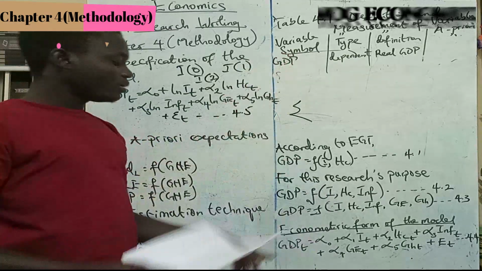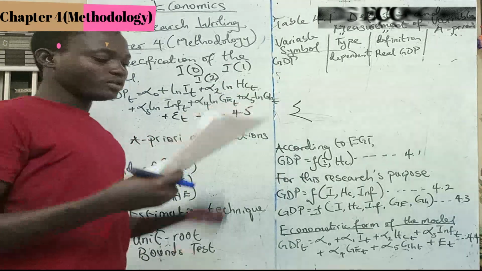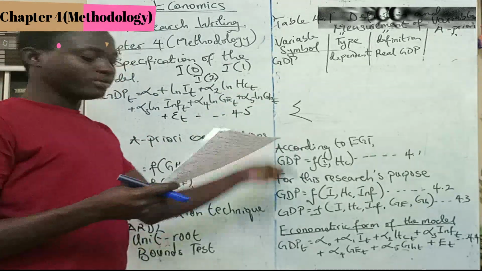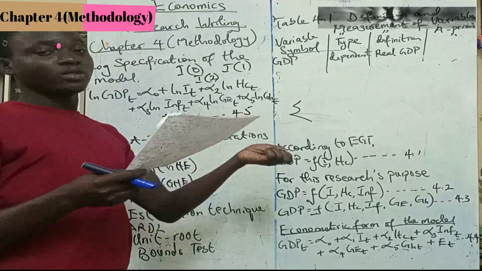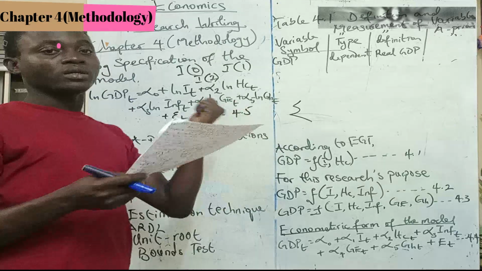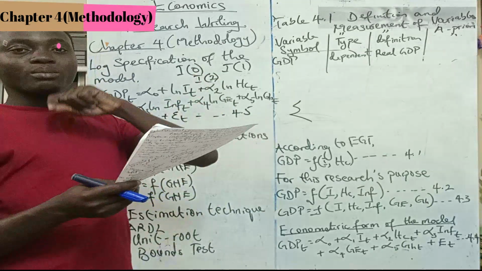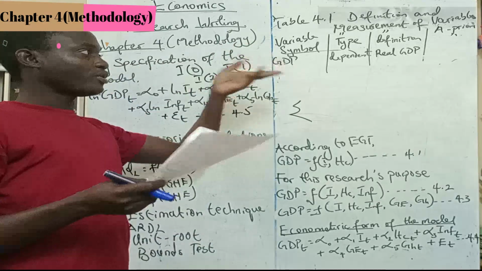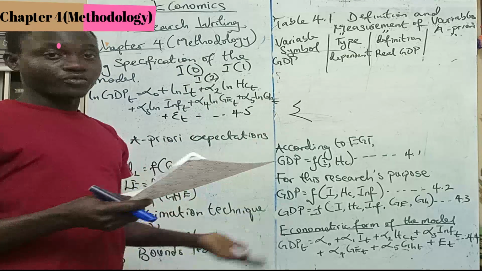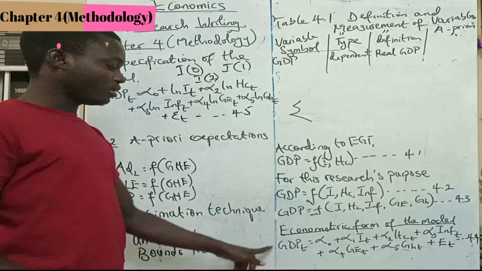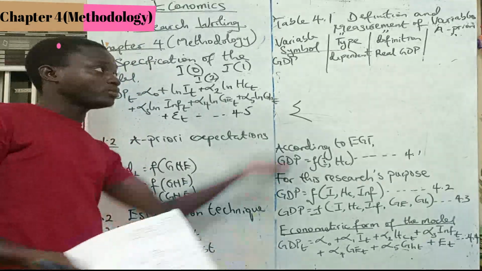Now type: GDP is a dependent variable. Now definition: Nigeria's GDP measured in constant 2010 dollars. So that's already talking about what the variable is about and my proxy variable. Now, as for my a priori expectation, GDP is a dependent variable, so there's no a priori expectation here. Did you see any alpha beside it? No. So that's just it.